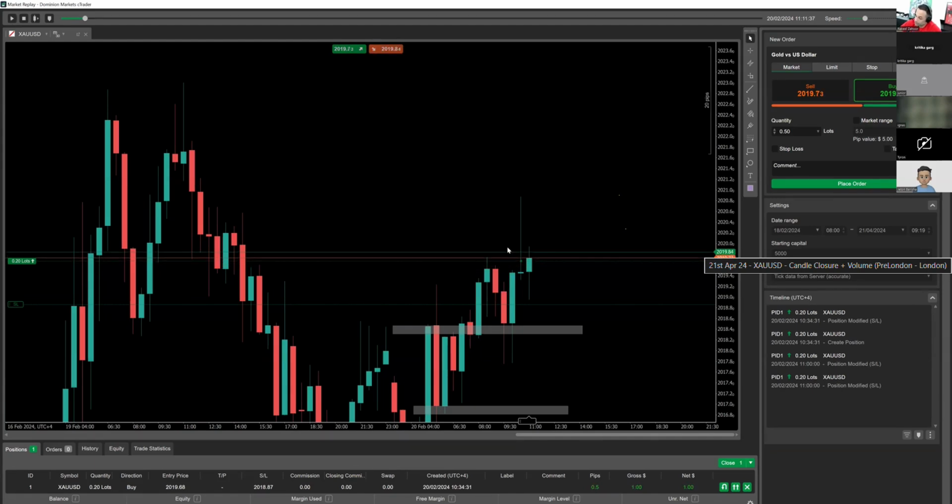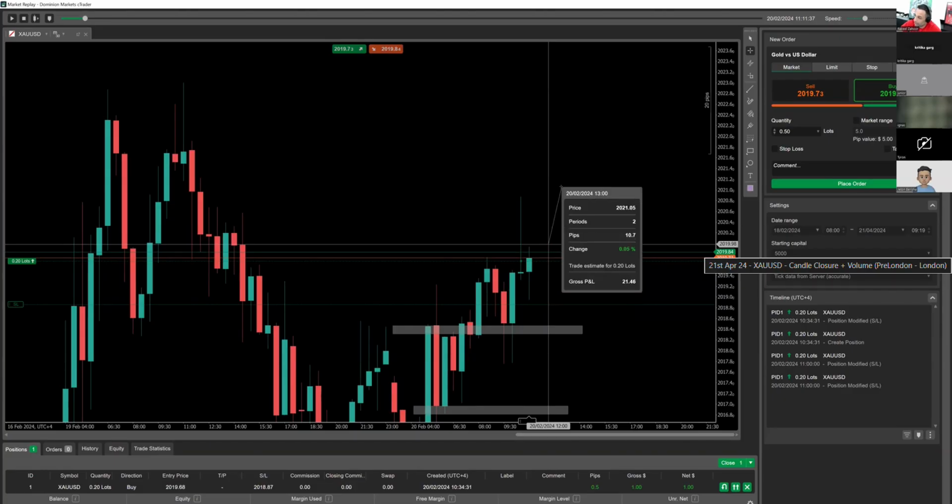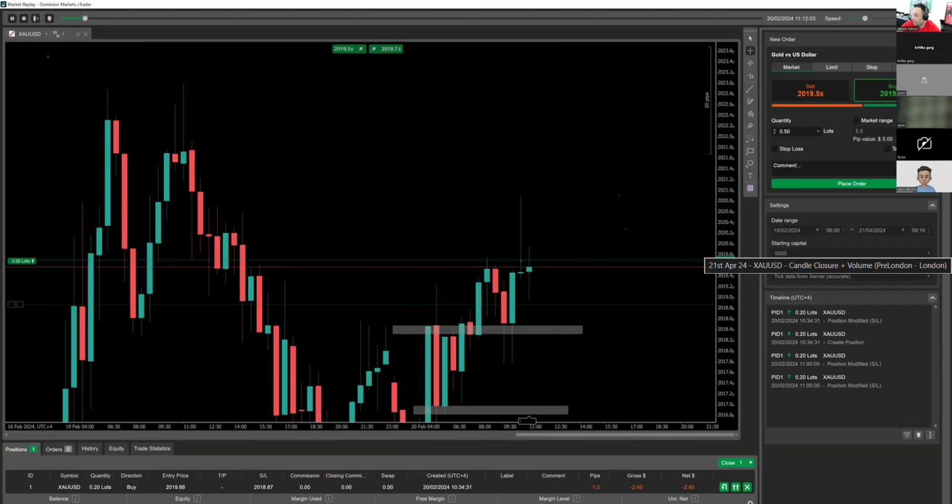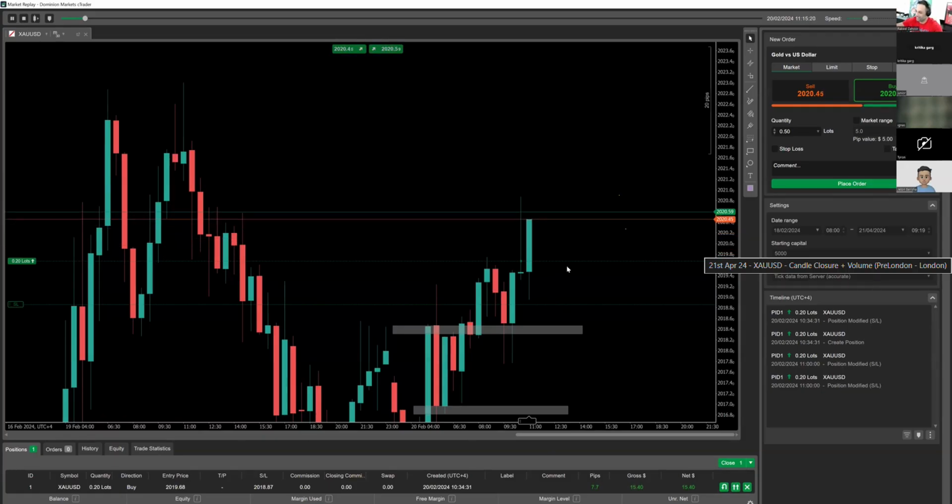Maybe not, but it broke the low right over here. And if it breaks the high here again, I think there's a high probability to go up. I mean, I don't even know. I'm just putting my thoughts out there at this point, still being in this trade.